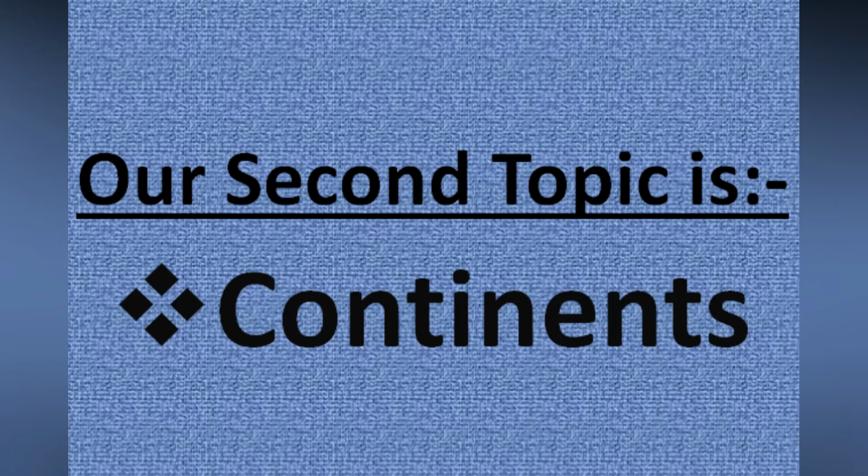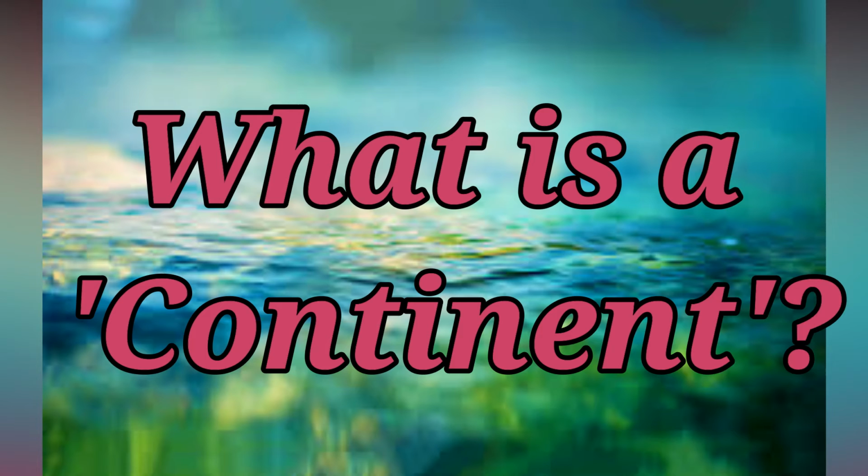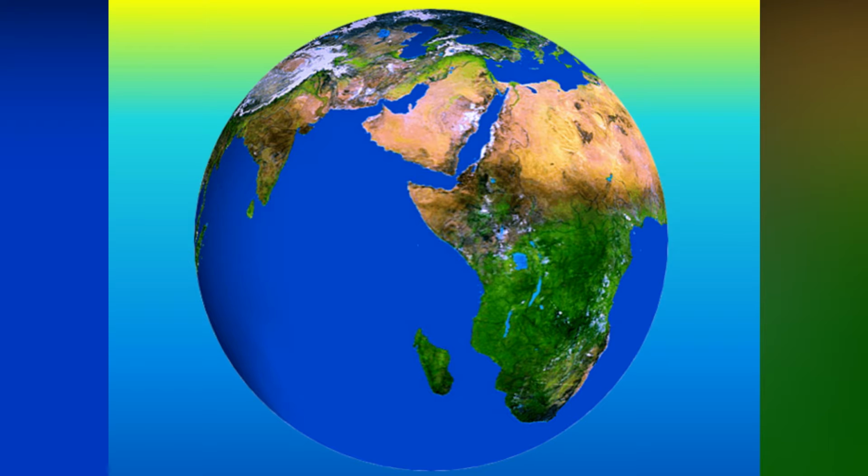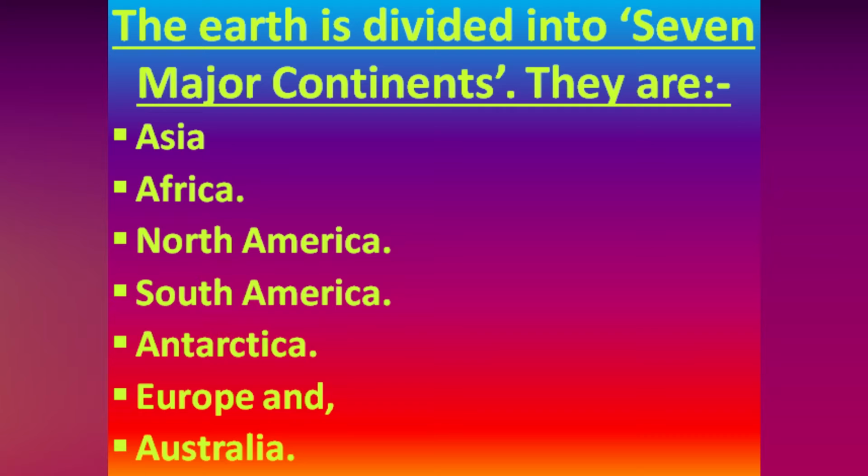Next, we discuss our second topic, continents. Children, what is a continent? A large area of land on earth that is joined together is called a continent. The parts of the globe that are either green or brown indicate land. The earth is divided into seven major continents. They are Asia, Africa, North America, South America, Antarctica, Europe, and Australia.